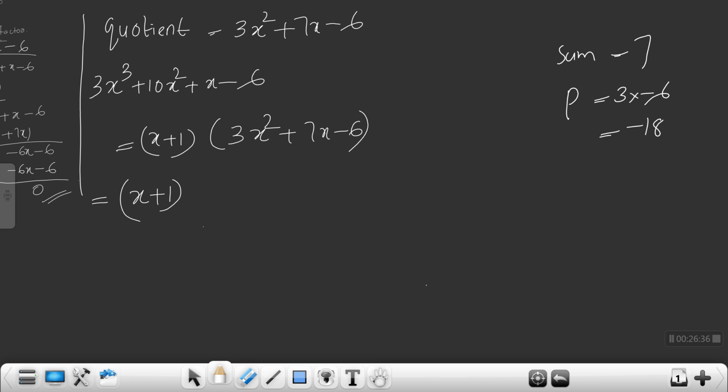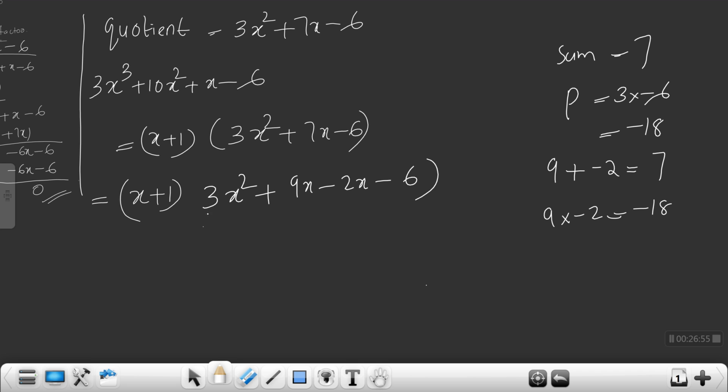The numbers are positive 9 and negative 2. 9 minus 2, 7. 9 into negative 2, negative 18. So we split the term 7x as 3x square plus 9x minus 2x minus 6. That is x plus 1 into.